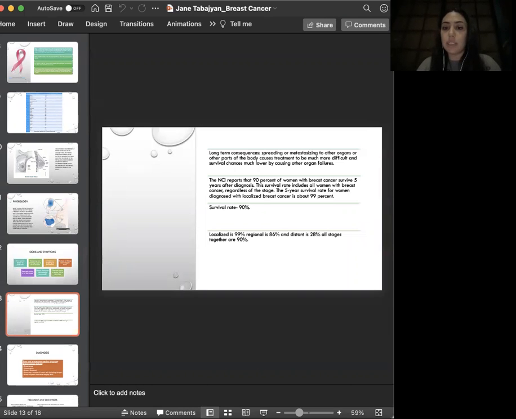Some long-term consequences of breast cancer include spreading or metastasizing to other organs or parts of the body, which makes treatment more difficult and survival chances much lower. The NCI reports that 90% of women with all stages of breast cancer survive 5 years after diagnosis. The 5-year survival rate for women diagnosed with localized breast cancer is about 99%. Overall, the rates for survival include 99% for localized, 86% for regional, and 28% for distant.